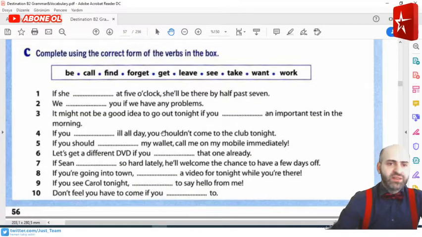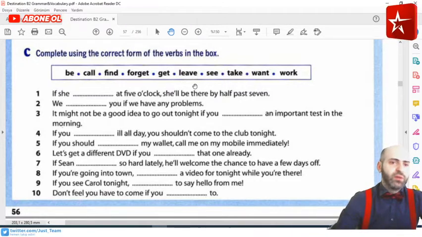Let's do now exercise C. You need to complete the sentences using the verbs from the box. Let's start with sentence 1. If she, blah blah blah, at 5 o'clock, she will be there by 7:30. Which verb do we need? Guys, can you write the number of the question and the verb? And also write the correct form.